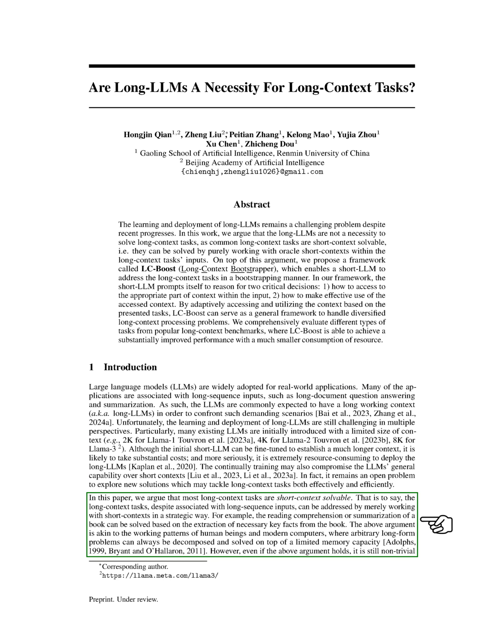We propose that most tasks needing long contexts can actually be solved by strategically working with shorter contexts. For example, tasks like reading comprehension or summarization of a book can be accomplished by extracting key information from the text. This approach mirrors how humans and computers tackle complex problems by breaking them down into manageable parts despite limited memory capacity. However, solving long context tasks solely based on short contexts is not straightforward.